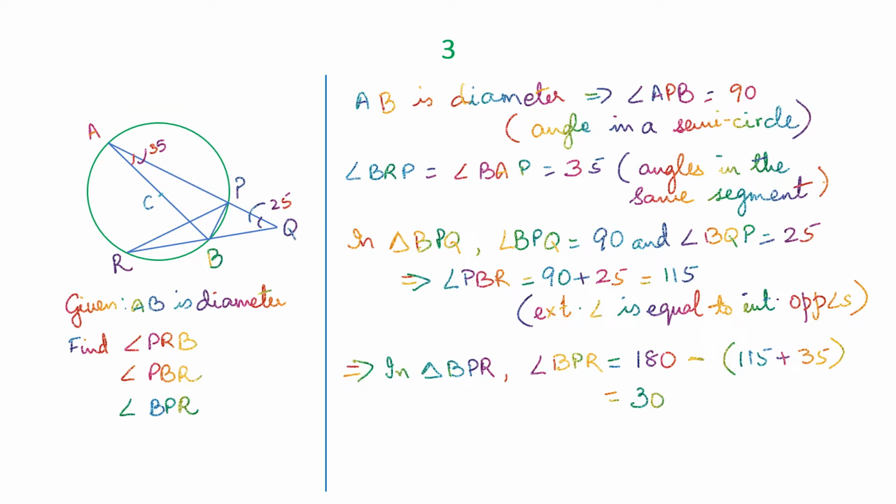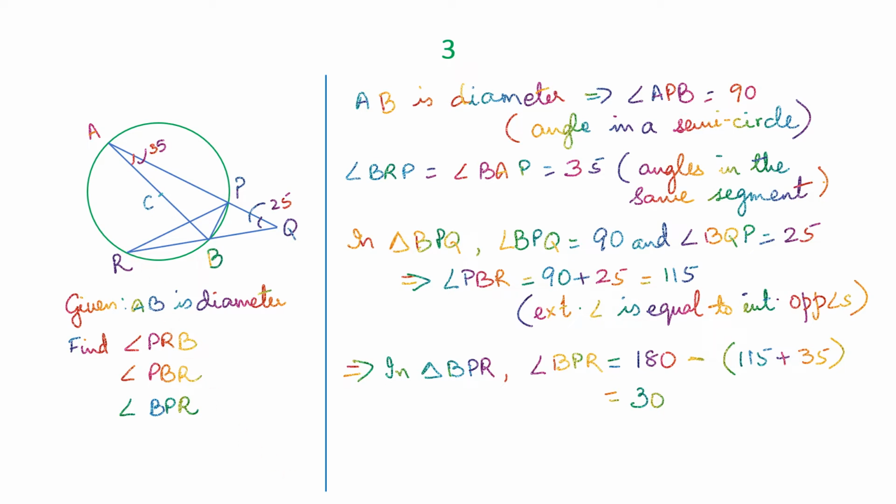So the third problem that I have taken, you have a circle, this AB is the diameter given. We are also given that angle BAP is equal to 35 degrees and angle RQP, this angle, is equal to 25 degrees. We have to find out angle PRB, that is this angle. We have to find out angle PBR, and we have to find out angle BPR. Okay. So let's get started.